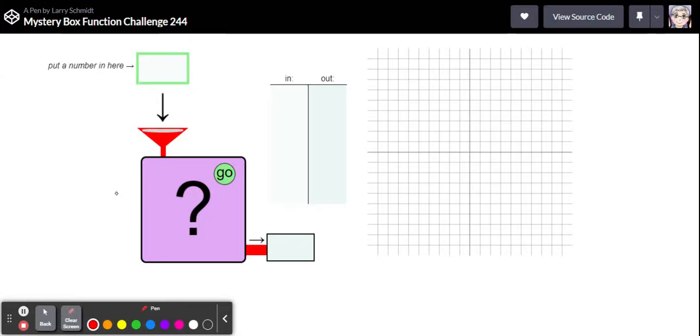Hello everybody and welcome to another mystery box function challenge. In the purple box there is some mystery math and your challenge is to figure out what that is. You can use the link in the description to try this out, and when you think you've got an idea, come on back and see if we get the same thing. All right, let me turn off that pen and let's start with a 0.